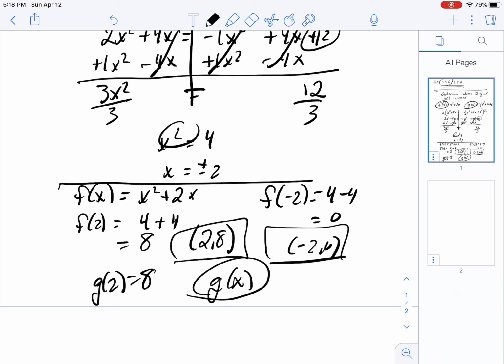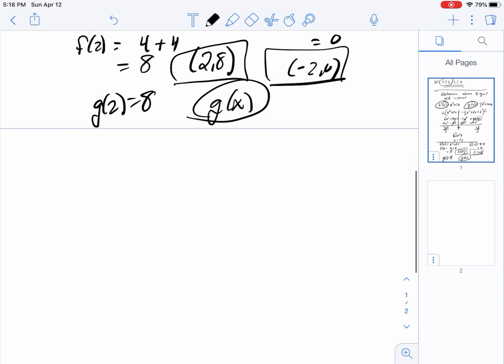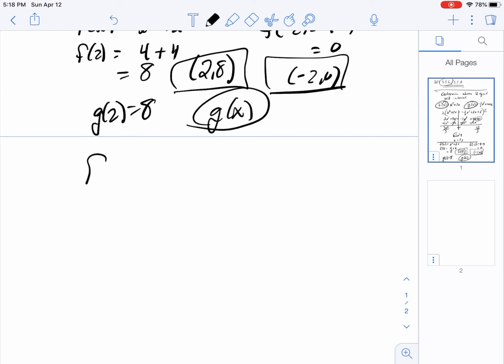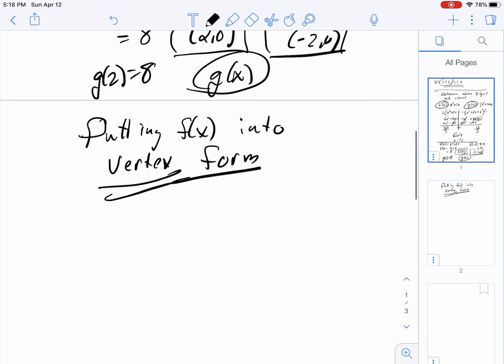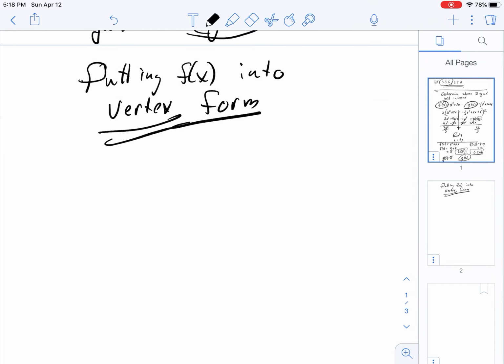All right, let's go into completing the square. Okay, so putting f of x into vertex form. Let's say we have f of x equals 2x squared plus 4x minus 2.